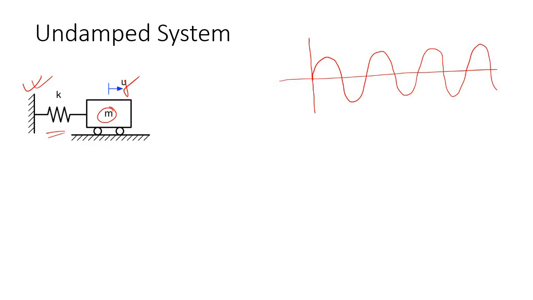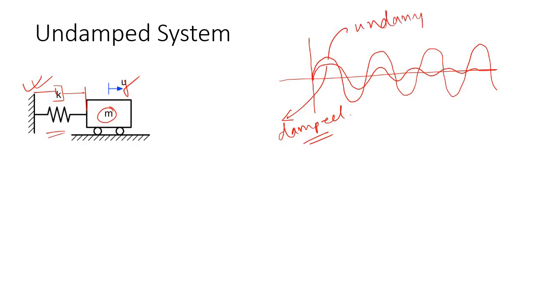And if you have some extra force, let's say an extra resistance like this, which is damping, it will cause your system to oscillate like this. That means eventually it will fade out. So the second one is your damped system, and the first one is your undamped. In an undamped system, the system will oscillate infinitely because there is no resistive force, right? That is known as C, or the damping factor.